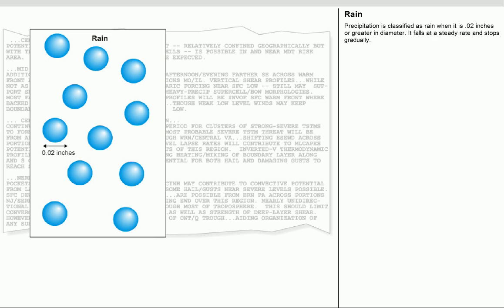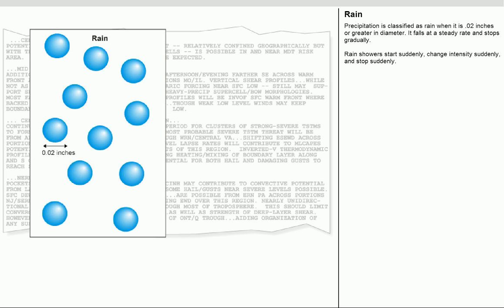You know what rain and drizzle are, but you might not be able to explain the precise difference between them or the difference between rain and rain showers. As you learn to base flight decisions on aviation weather reports, you'll need to clearly understand these distinctions. Precipitation is classified as rain when it's 0.02 of an inch or greater in diameter. Rain is caused by condensation. It generally falls at a relatively steady rate and stops gradually.